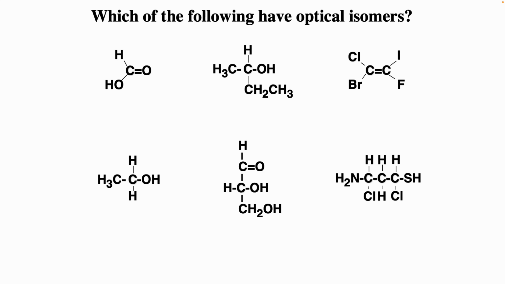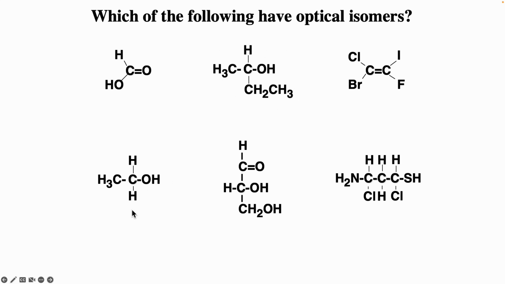And so a question you could be asked is, which of the following have optical isomers? And so what you're looking for is a carbon attached to 4 different groups. And so here we have 3 groups. Here we have 3 groups. Now this carbon, you have a hydrogen, a hydroxyl, a methyl, and an ethyl group. And so again, it's not just the next carbon, but it's the entire group you have to think about. So this one's going to be chiral.